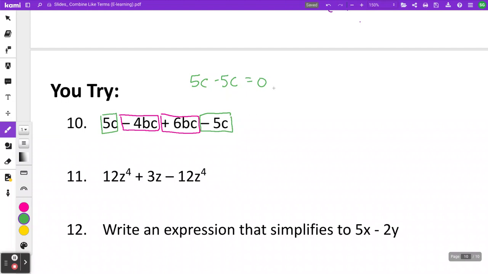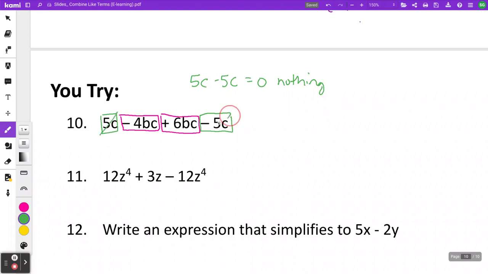0 is 0, so that means I'm not writing down C. C, remember, has a 1 in front. That's like me saying 5 minus 5 is 1. I don't want to say that. 5C minus 5C is 0. 0 is nothing. So I'm going to write down nothing. That's what we mean by this idea of cancel.